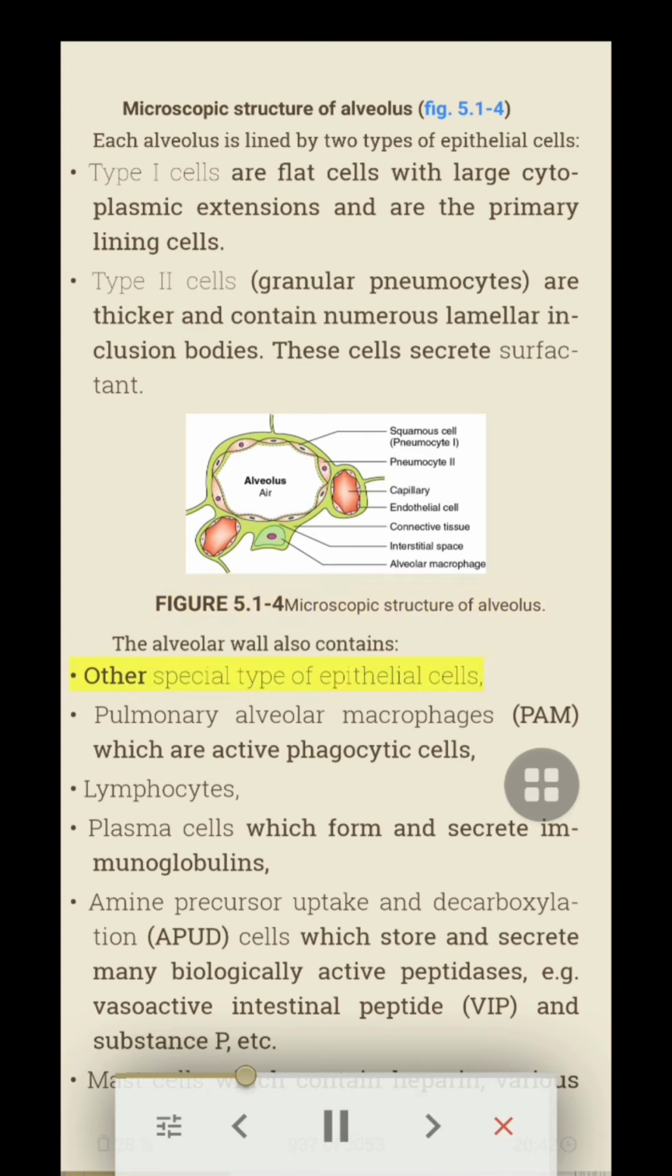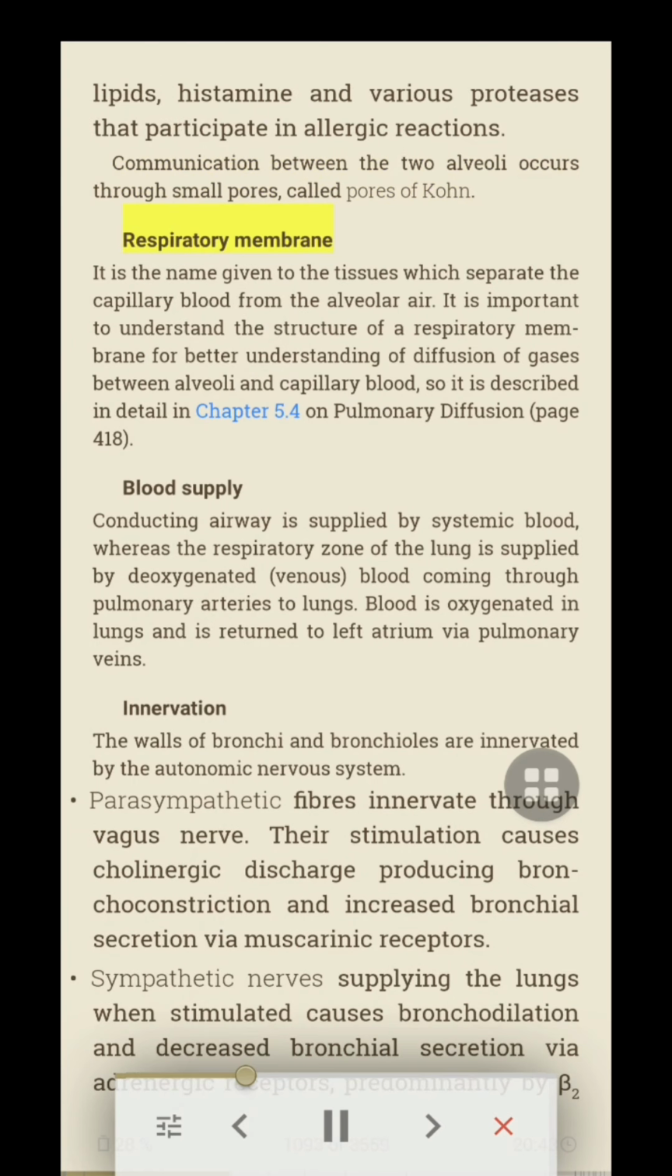The alveolar wall also contains other special types of cells. Pulmonary alveolar macrophages, PAM, which are active phagocytic cells. Lymphocytes. Plasma cells, which form and secrete immunoglobulins. Amine precursor uptake and decarboxylation, APUD, cells, which store and secrete many biologically active peptides, e.g. vasoactive intestinal peptide, VIP, and substance P, etc. Mast cells, which contain heparin, various lipids, histamine and various proteases that participate in allergic reactions. Communication between the 2 alveoli occurs through small pores called pores of Kohn.